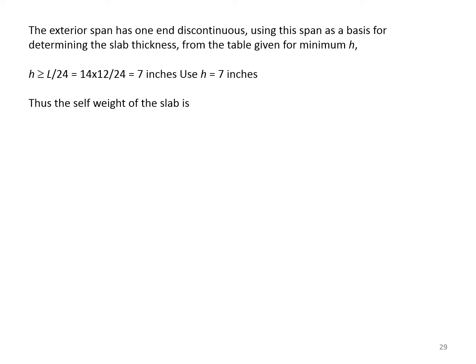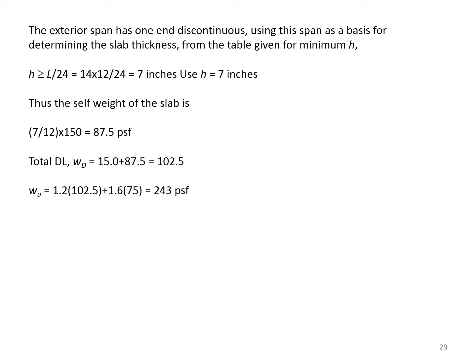So if we select 7 inches as the thickness for our slab, we can now compute the self-weight of the slab. 7 divided by 12 to convert the unit to feet, multiply by 150, which is the density of concrete in pounds per cubic foot. The result is 87.5, and the unit would be pounds per square foot. The total dead load, therefore, is 102.5, and now we can compute Wu using the load factors. We ended up with 243 pounds per square foot.